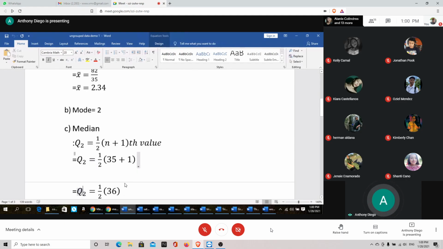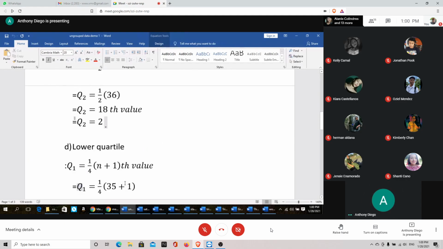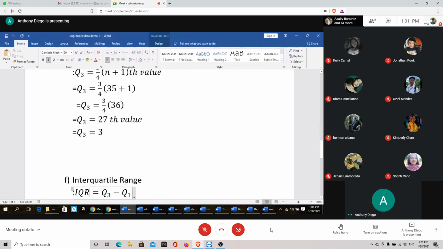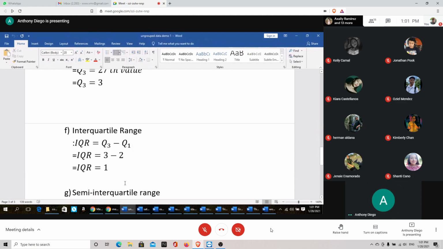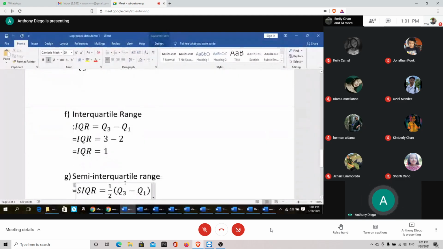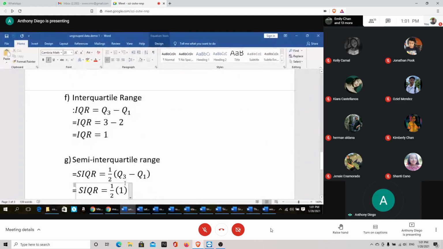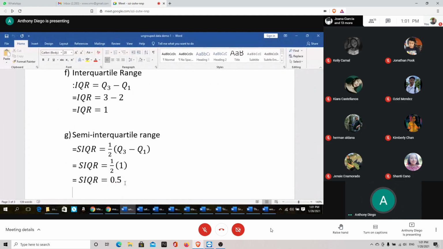Then from there, we find the interquartile range, which is the difference between the upper and the lower quartile. So we're going to have that Q3 was 3 that we found, Q1 was 2. So the interquartile range is 1. The semi-interquartile range will be half of the interquartile range, which is half of 1, which will give us 0.5.